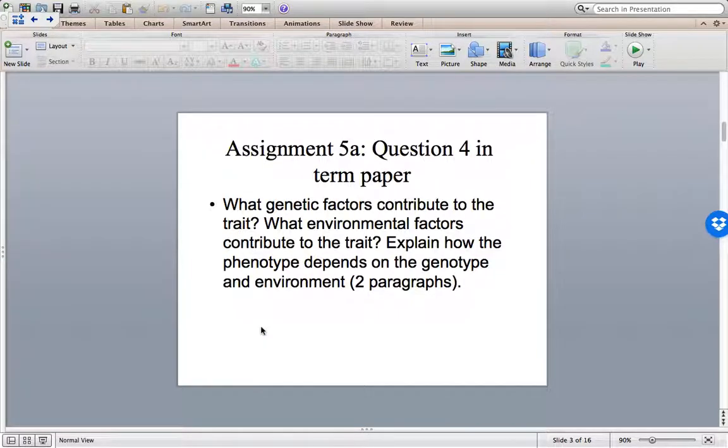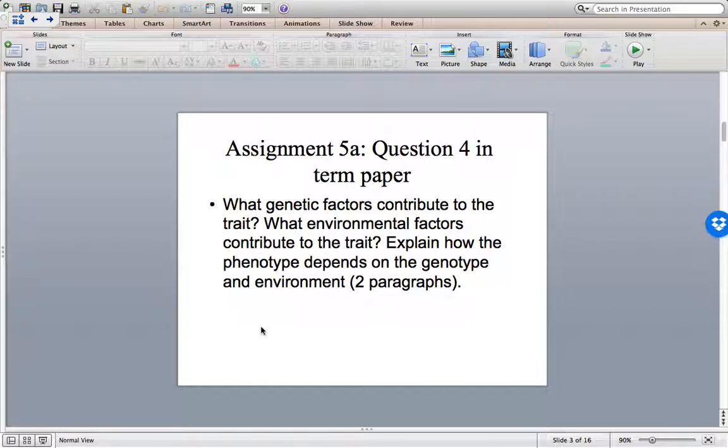Before we start, let's finish question 4 on our term papers. We already got a start on this question in last lecture. What genetic factors contribute to your complex trait? Write down 2 or 3 genes that you expect to influence your trait. You can look up the genes on the internet and make sure you cite your sources, or you can speculate or hypothesize about genes you think would influence your trait.